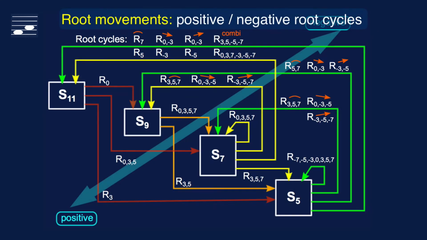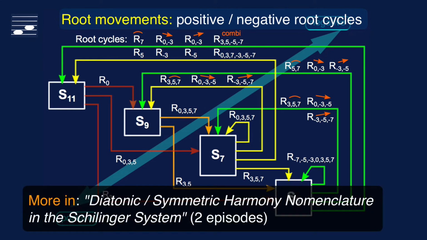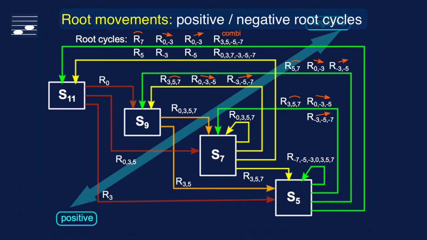The final aspect is root movement in chord progressions. In diatonic harmony, we obtain good voice leading and a stable sense of harmony when the root moves down by thirds towards the tonic degree. So this means the root moves down by a third, fifth or 7th, indicated by the positive root cycle symbols R3, R5 and R7.